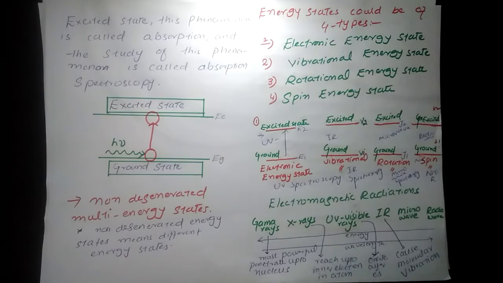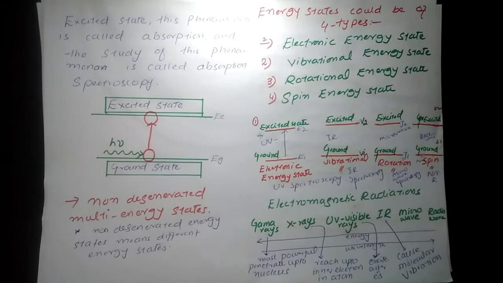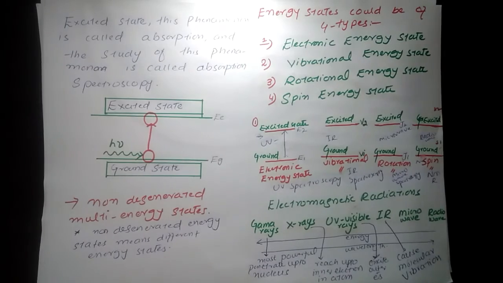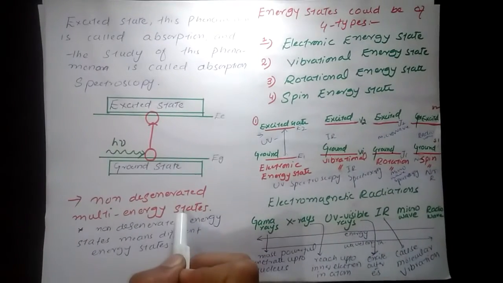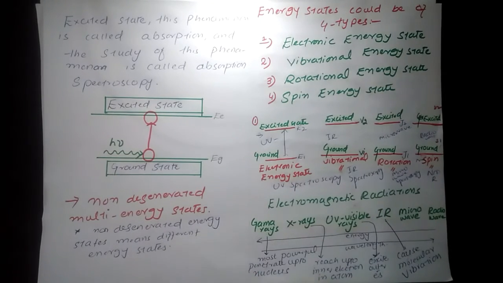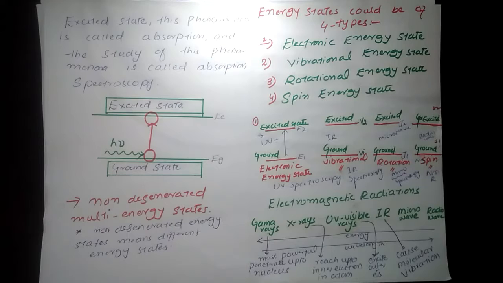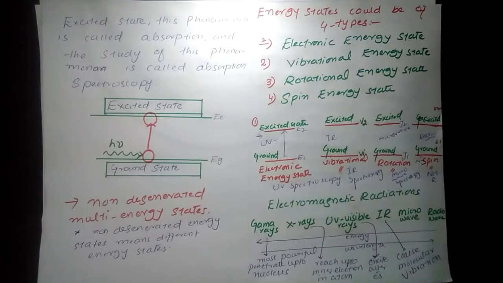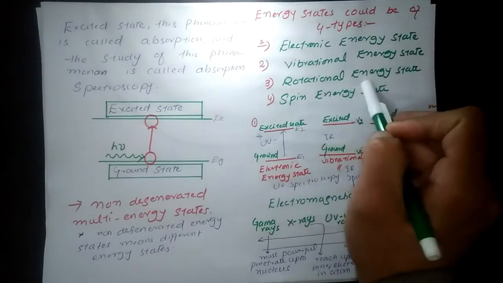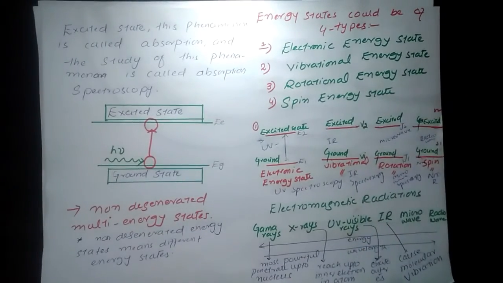Now here's the thing: what molecule would absorb electromagnetic radiation? Those molecules can absorb electromagnetic radiation which have non-degenerate multiple energy states. Now what is non-degenerate? Non-degenerate energy states means different energy states. It means the molecule must have different energy states to absorb electromagnetic radiation. Now energy states could be of four types: electronic energy states, vibrational energy states, rotational energy states, and spin energy states, right?